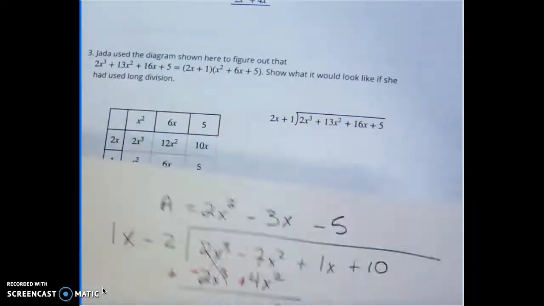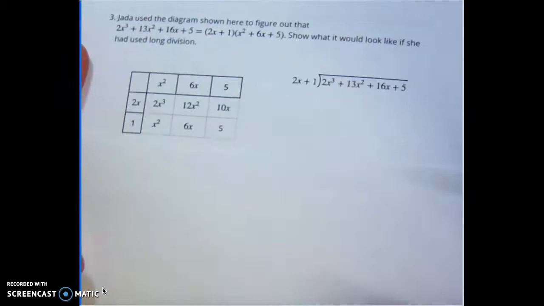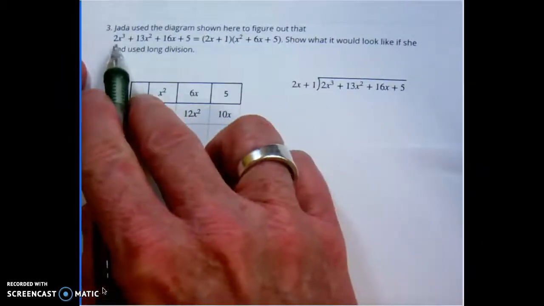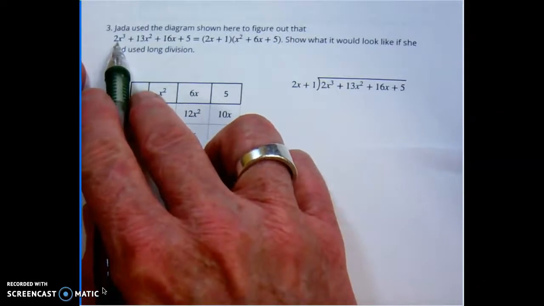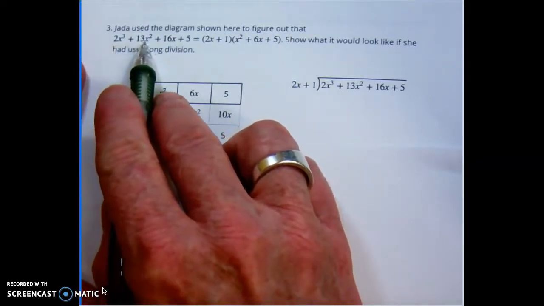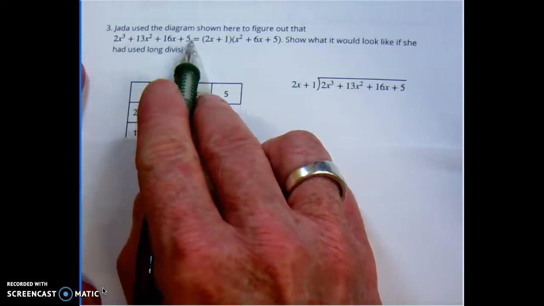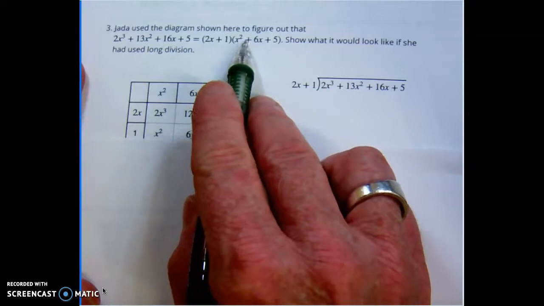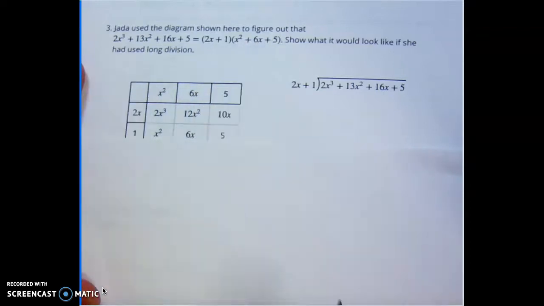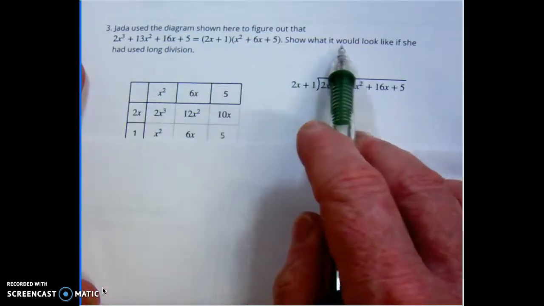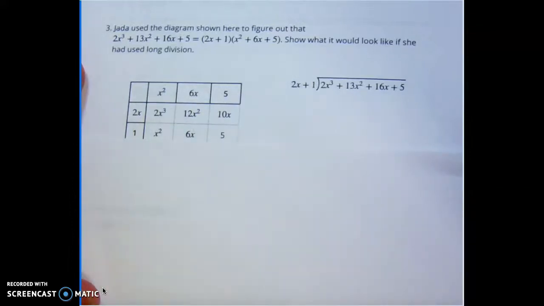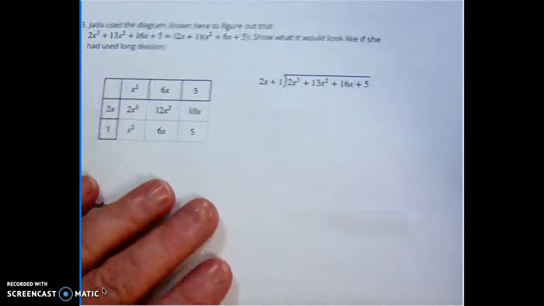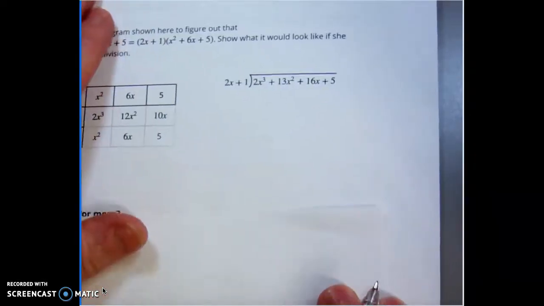All right, we're going to do one more here together. It says J to use the diagram here to figure out 2x to the third plus 13x squared plus 16x plus 5 equals 2x plus 1 times x squared plus 6x plus 5. Show what it would look like if she would have used long division. Okay, so she used box method to figure that out. We're going to do long division and see if we agree with her.